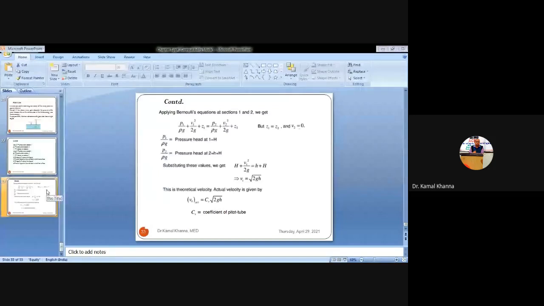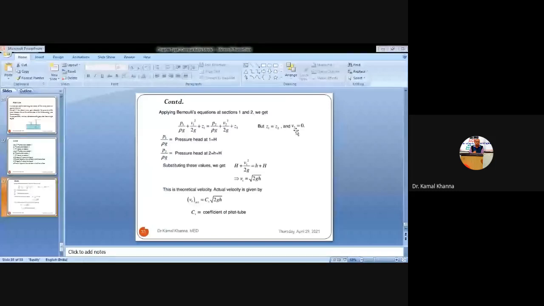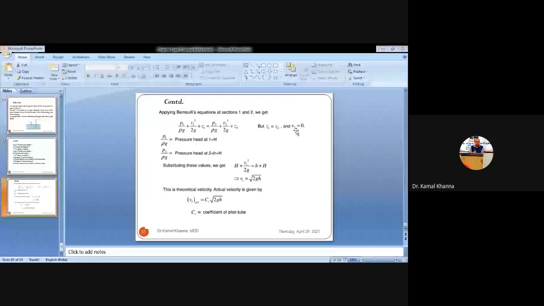So it is only due to the pressure energy that the liquid is rising into the pitot tube. There is no effect of kinetic energy in the fluid, so we are taking V2 as 0. This is the principle behind this nil value of the velocity, that is V2 equal to 0, because the whole of the kinetic energy has been converted into the pressure energy, and that's why the liquid has risen in the pitot tube. So now we find the value of the pressure head at point 1 and at point 2.